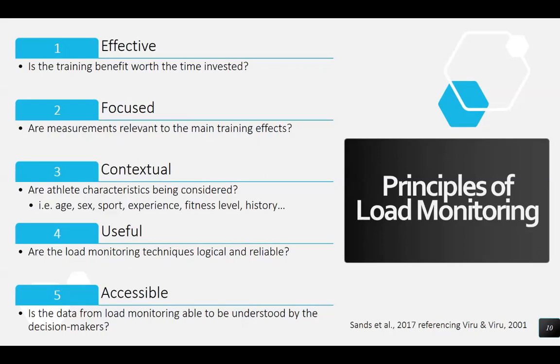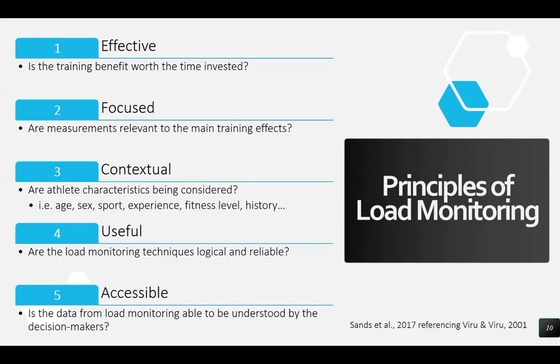The fourth thing is useful. We have to make sure that the load monitoring techniques are both logical, so they make sense. It's not something that's so far-fetched or something that's so overly complicated that it doesn't have a right fit, but it also has to be reliable. It has to be something that we can rely on from one practice to the next, from one week to the next. It can't be highly fluctuating in terms of the results that we get.